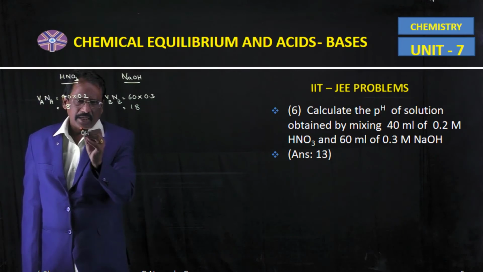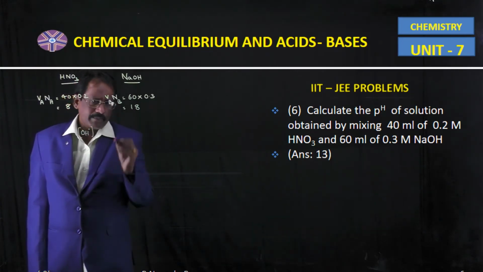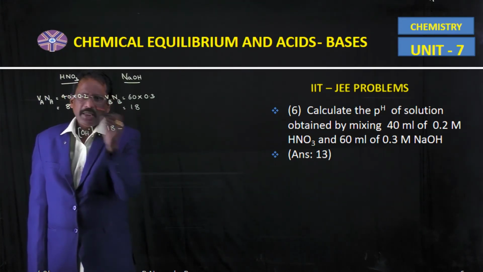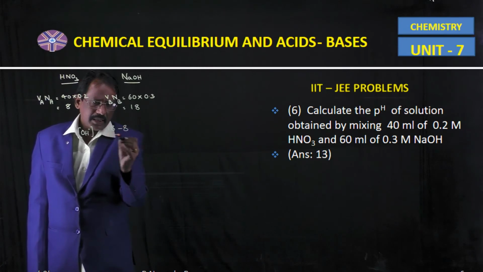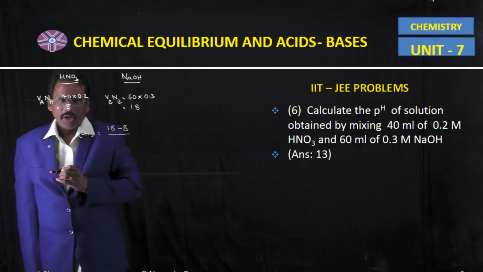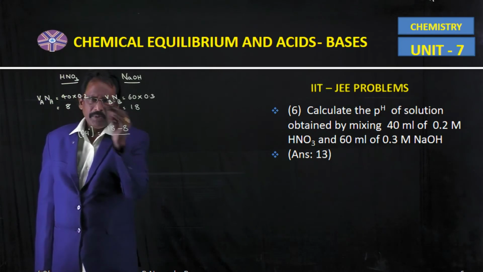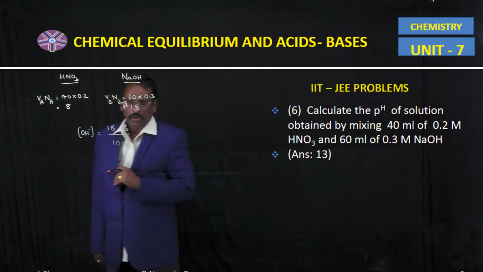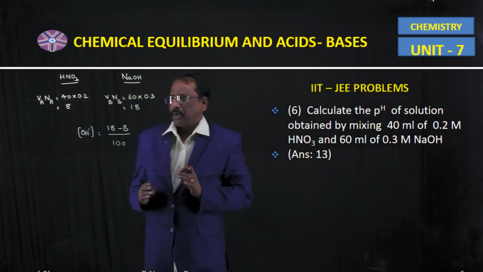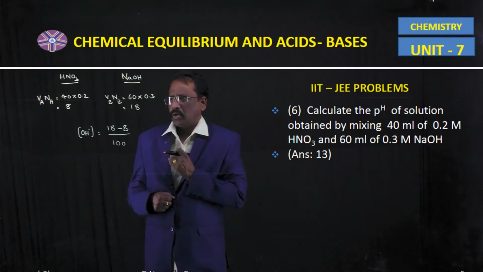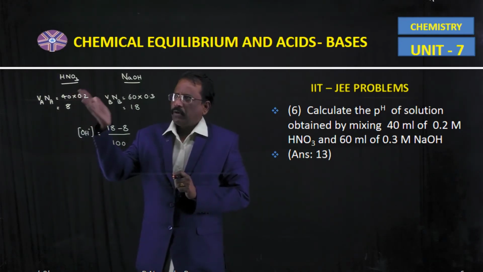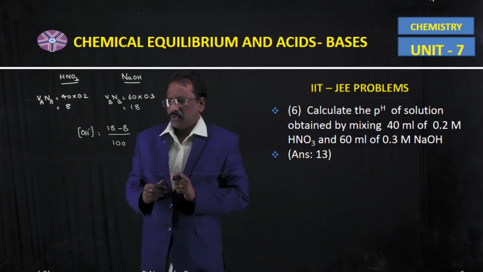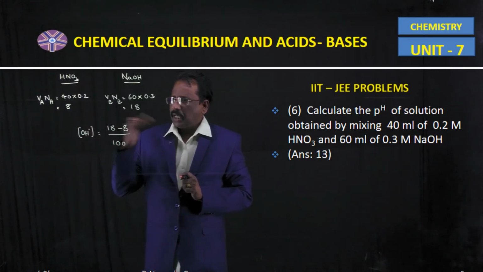OH minus ion active mass is equal to milli equivalents of base minus milli equivalents of acid divided by total volume. Here total volume is 40 plus 60. In this problem, the number of milli equivalents of base is more when compared to the number of milli equivalents of acid. That's why the mixture of these two solutions shows more alkaline nature.